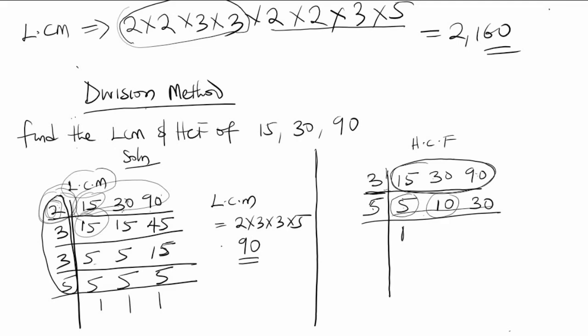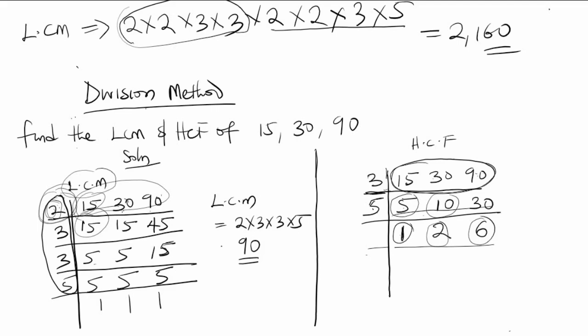5 will divide 5 to give 1. 5 will divide 10 to give 2. 5 will divide 30 to give 6. And we'll be left with 1, 2, 6. And when we look at this 1, 2, 6, we will discover that there is no other factor we can use to divide everything here completely without any remainder.